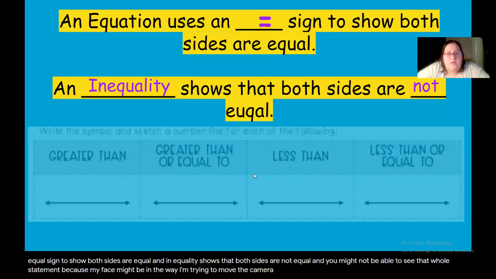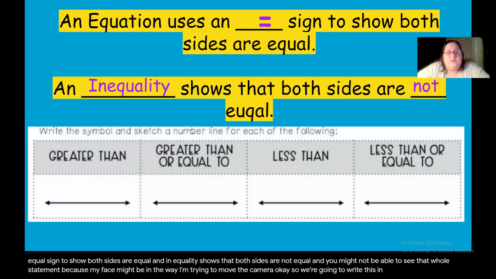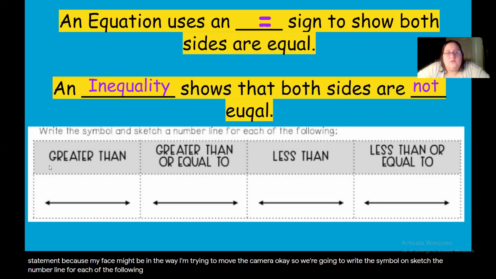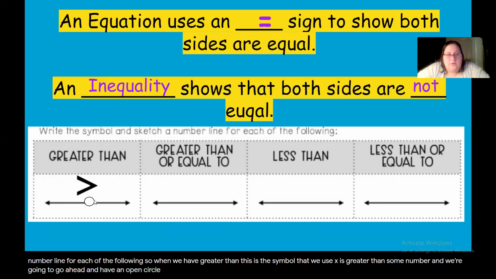Okay. So we're going to write the symbol and sketch the number line for each of the following. When we have greater than, this is the symbol that we use. x is greater than some number. We're going to have an open circle because we're not including the value. It's just strictly greater than. And we're going to shade everything greater than.